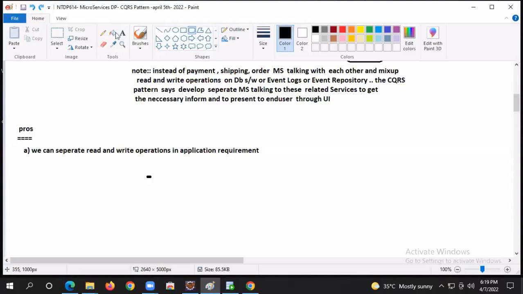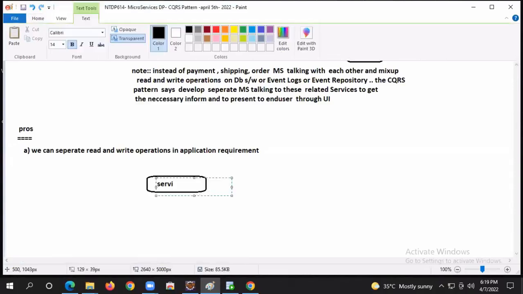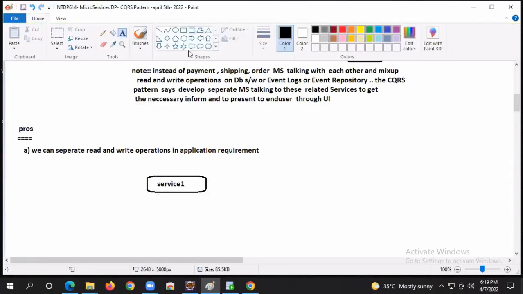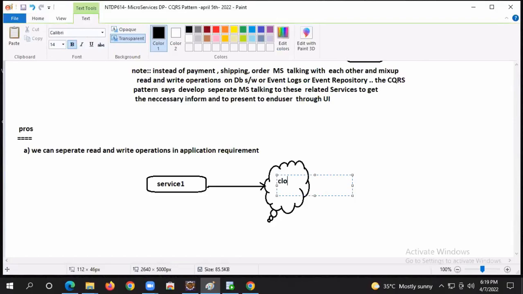I have a service one, which reads from external sources, guys. It connects to external sources and reads the data. Performs read operation. Okay. Another service won't read, guys. It will write to external sources. Let us assume cloud external sources.